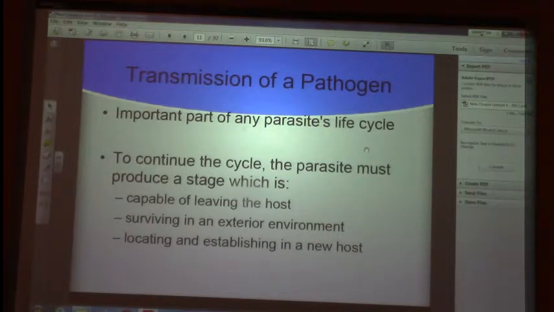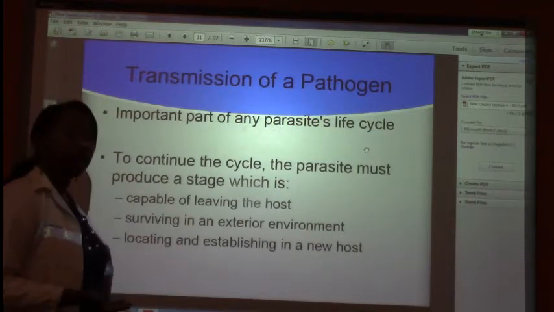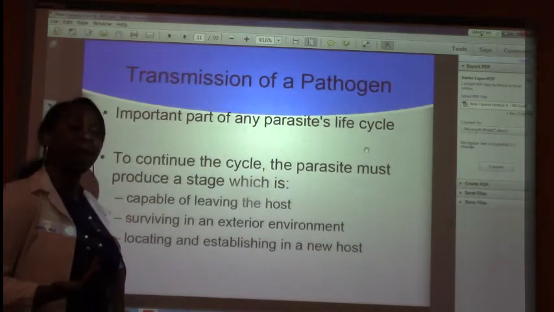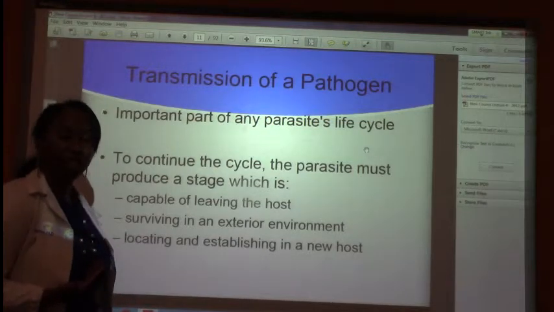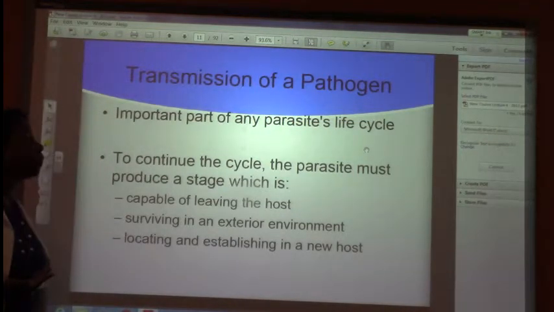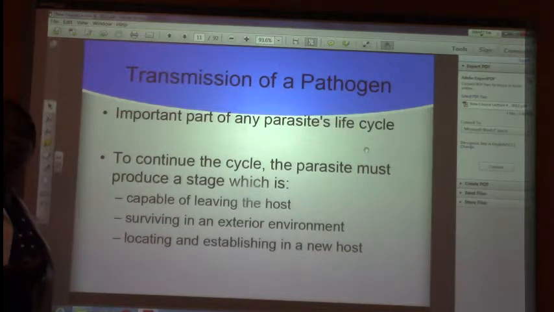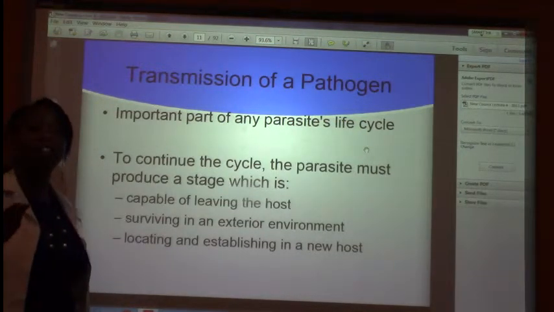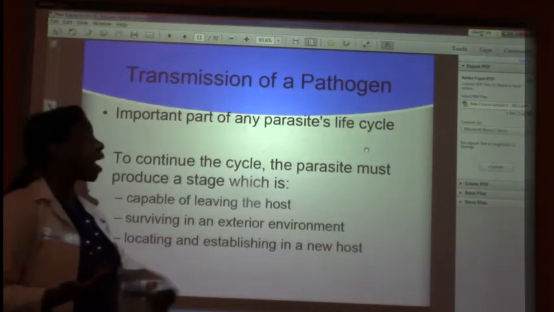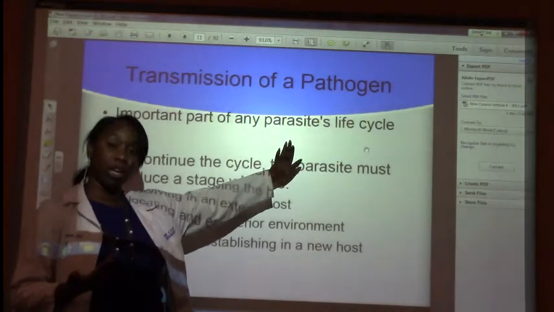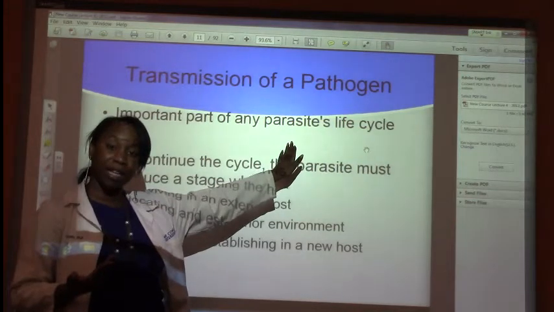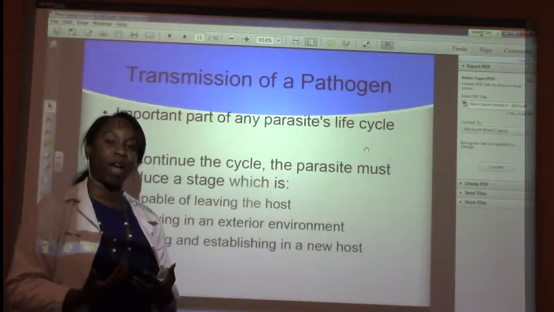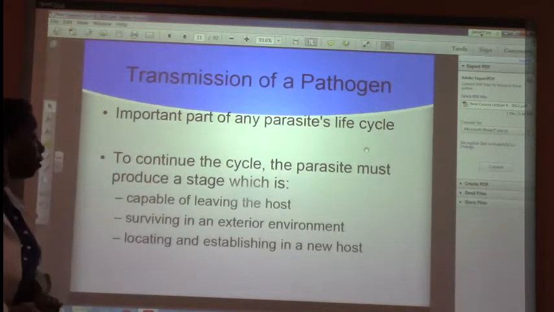Now the last thing I'm going to discuss in this truncated lecture, because your subs will be going more over the disease states, is transmission of a pathogen. This is covered mostly in chapter 14 in your textbook. However, transmission is very important when we're talking about disease states because it is a very important part of the parasite's life cycle. So again, if we're having parasitic relationships with these organisms, and if it is a parasite and it causes disease, then we must acquire it some way. So transmission is very important.